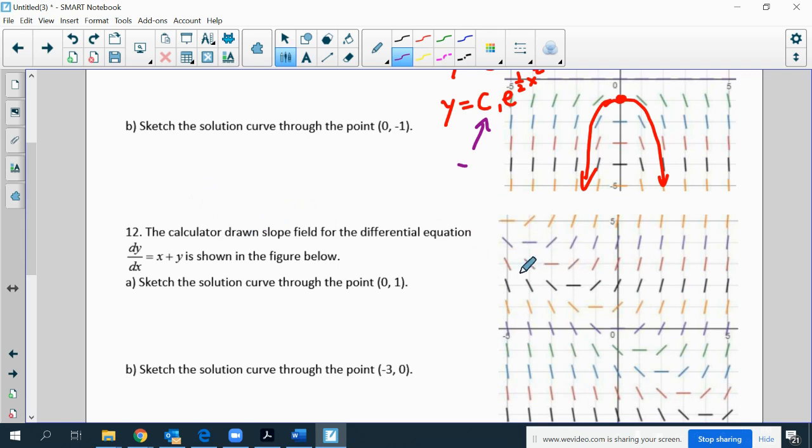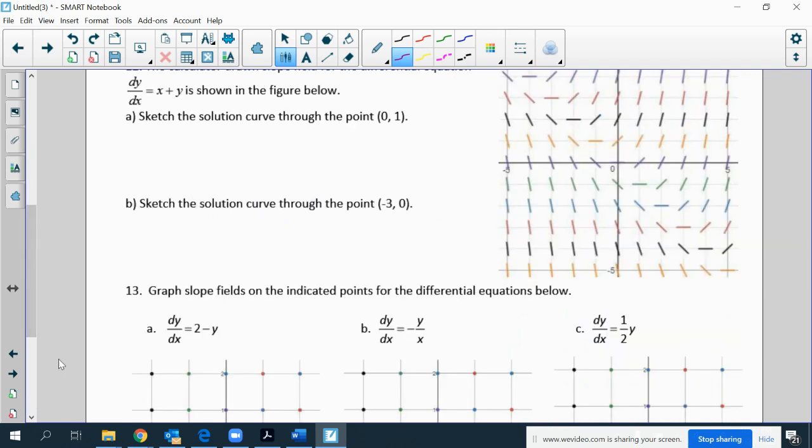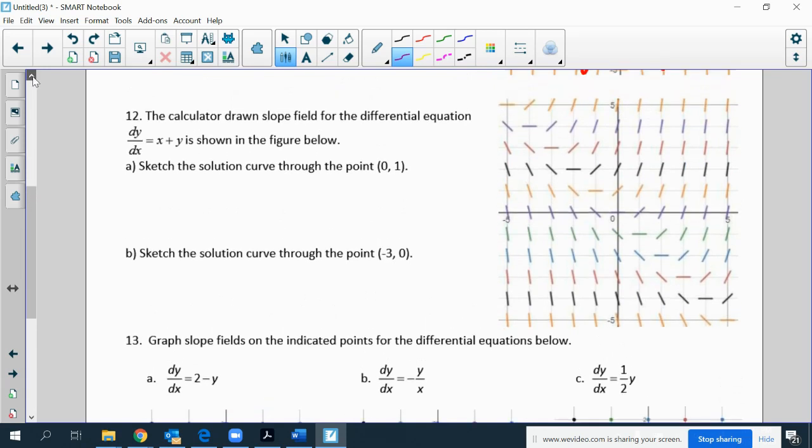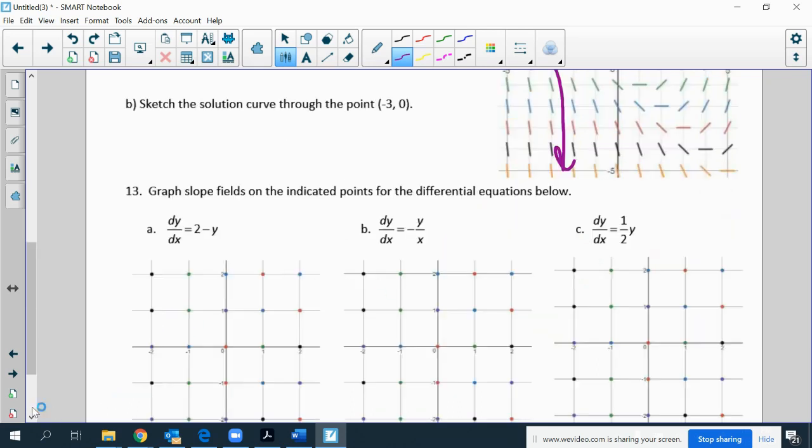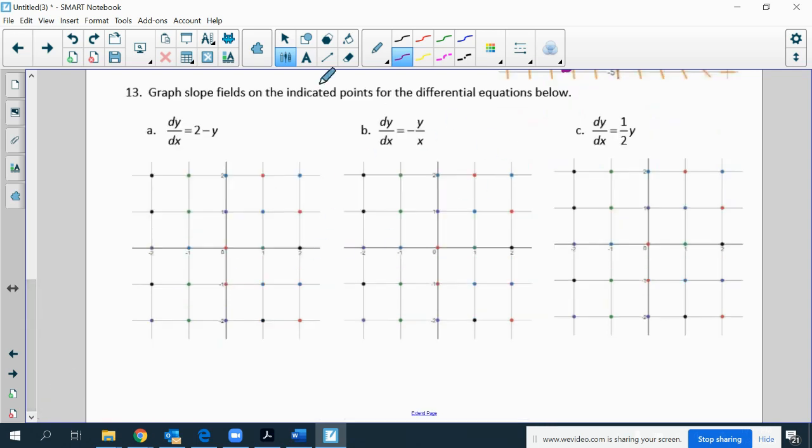Calculator drawn slope field for this one is shown. Sketch the solution curve through the point 0, 1. That would look something like this, and then it levels off and goes somewhere like this toward the asymptote. Sketch the solution curve through -3, 0. This one would also go toward the asymptote and do something like this. Sketch slope fields for those. I'm going to leave those for you.